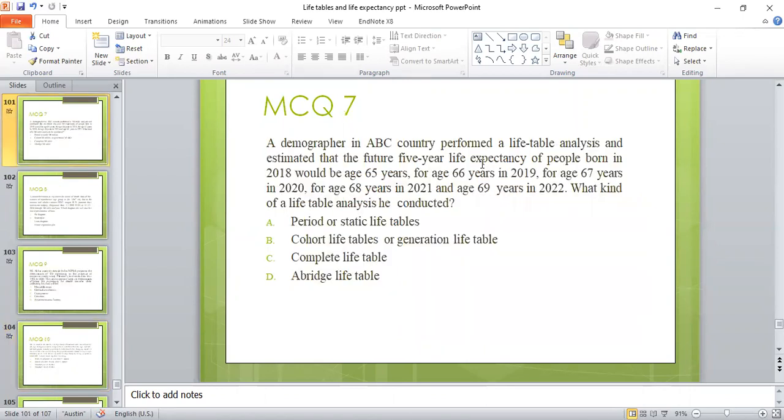A demographer in ABC country performed a life table analysis and estimated that the future life expectancy of people born in 2008 would be age 65 years, for age 66 in 2019, for age 67 in 2020, 68 in 2021, and 69 in 2022, and so on. What kind of life table analysis did he conduct? Period life table, cohort life table, complete life table, or abridged life table. B, because the data is shown in generations, or successive, projected over time. Therefore B is the correct answer for the cohort life table.